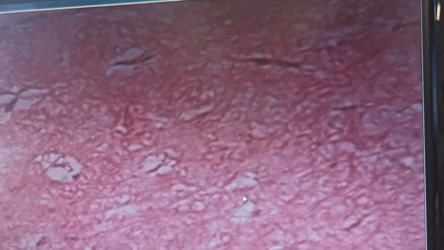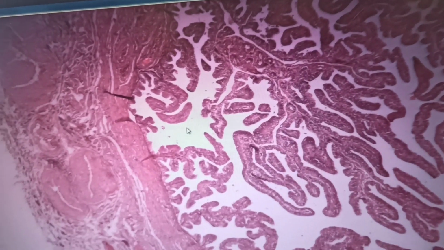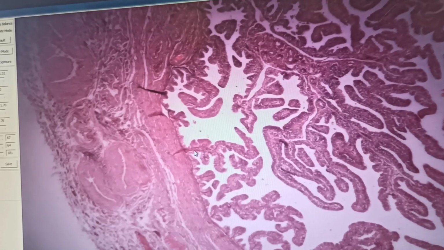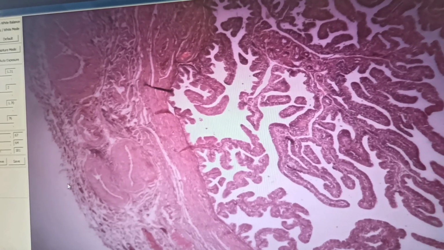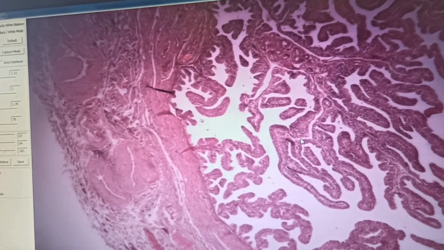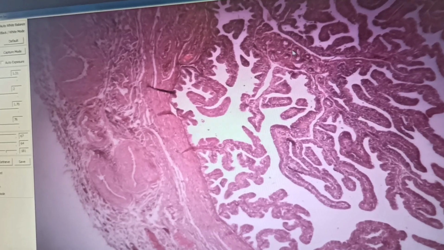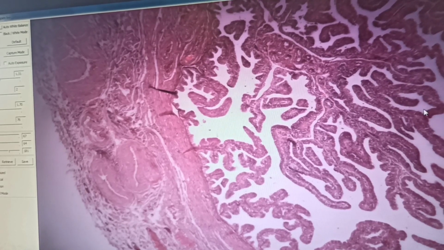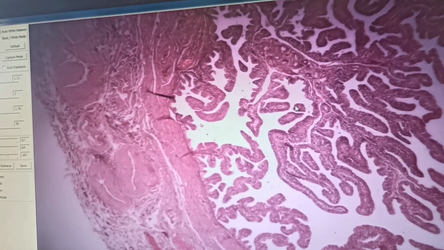When I zoom in, see your slide. This is the wall of the uterine tube, and this is the lumen of the uterine tube. The wall has three regions: mucosa, muscular layer, and the serosa on the outside. Mucosa means the epithelium, like this, together with the underlying connective tissue. The mucosa makes a lot of folding into the lumen and almost occupies all of it. These are the folds of the mucosa.